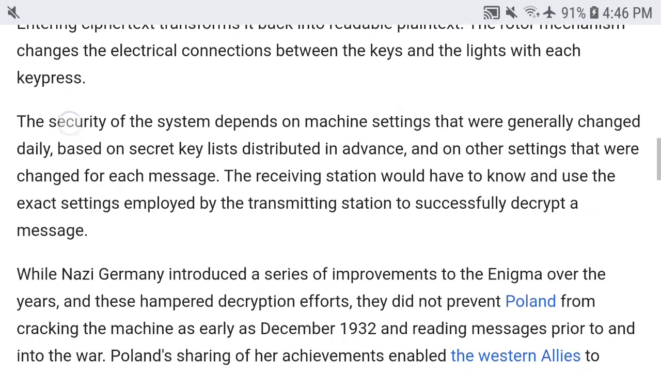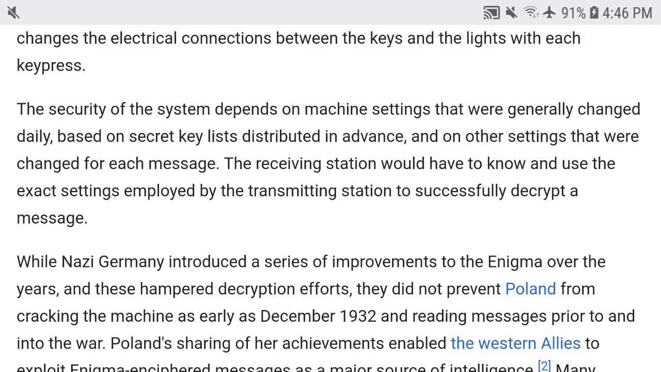The security of the system depends on machine settings that were generally changed daily based on secret key lists distributed in advance, and on the settings that were changed for each message.